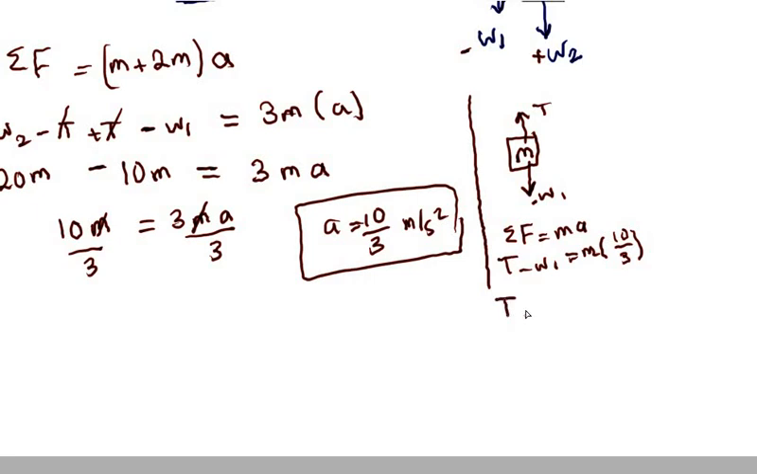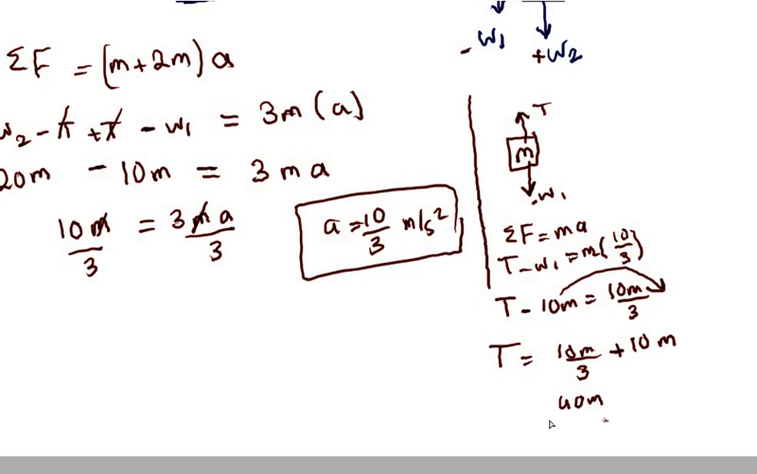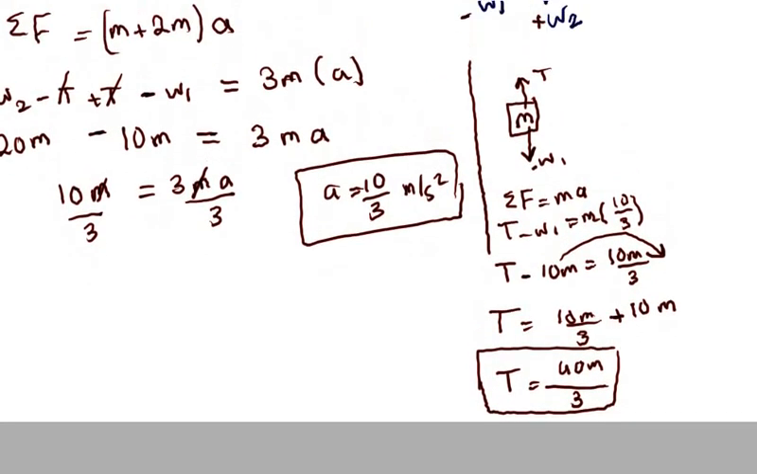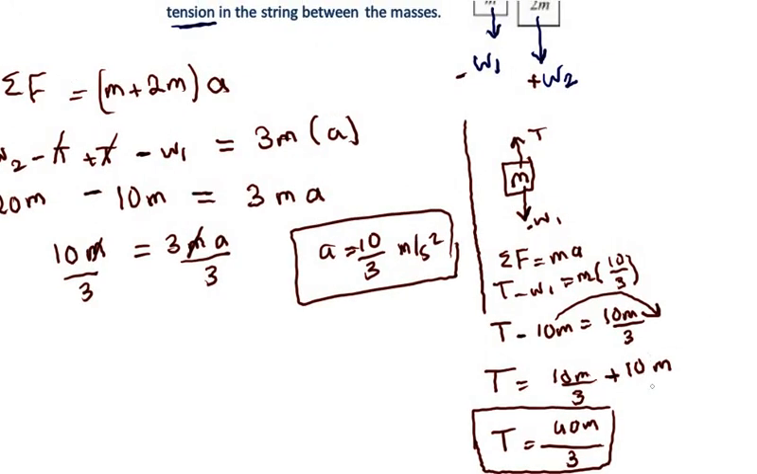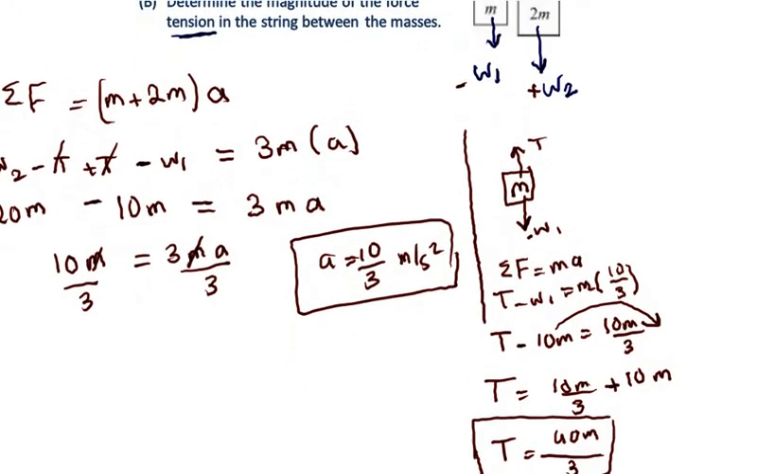The tension is unknown. Weight 1 is 10m. This is equal to 10m over 3. Let's move this one to the other side. T equals 10m over 3 plus 10m. This is 10m plus 30m, 40m over 3. Of course, it will be easier if we have numbers, not symbols, but you need to study all the cases. And if we use the other mass, the mass 2m, we get the same answer.